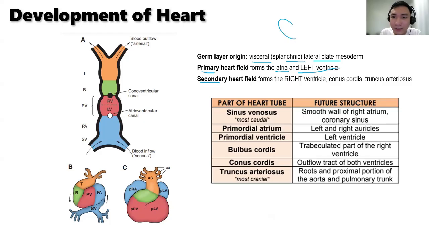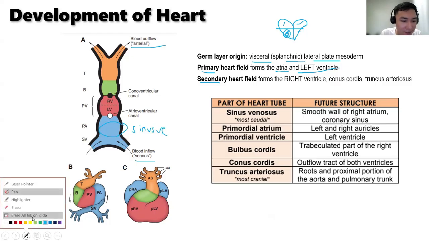Your primary heart field forms both of your atria and your left ventricle only. Okay? So, kung ito yung heart, this one, and this one, both atria and the left ventricle is formed from the primary heart field. Meanwhile, your secondary heart field forms your right ventricle, your conus cordis, and your truncus arteriosus. So, ano ba yung mga terms na yan? So, balikan natin yung figure. So, on the most inferior part, dyan nanggagaling yung venous blood. And on the most superior part, dyan yung outflow o yung arterial blood. So, ang pinakaunang portion natin dito, this is your sinus venosus.